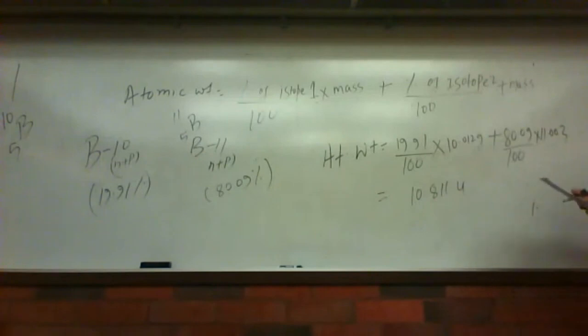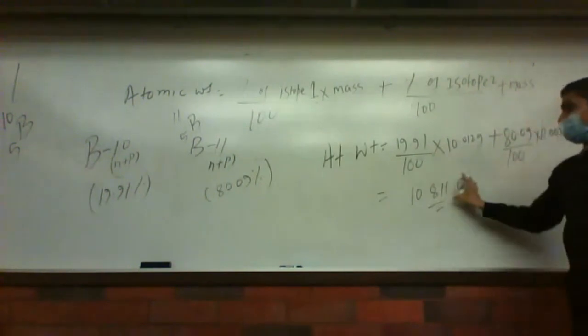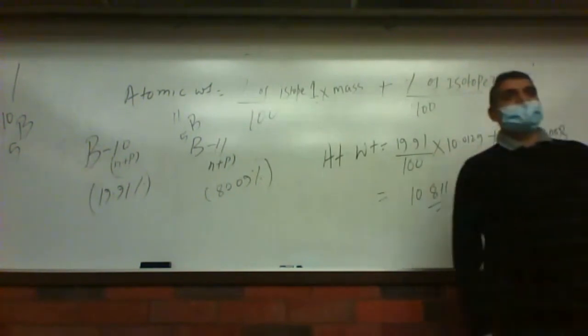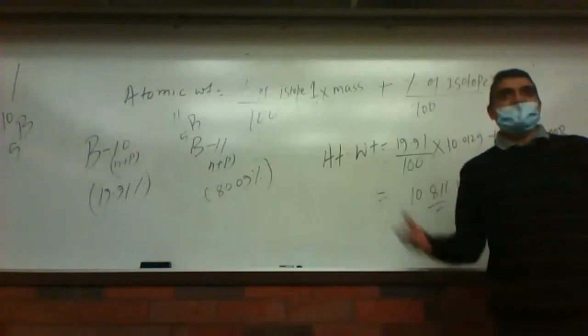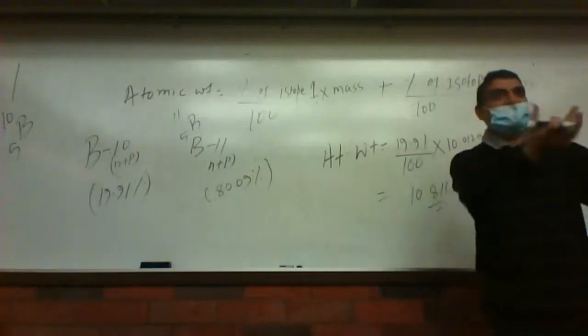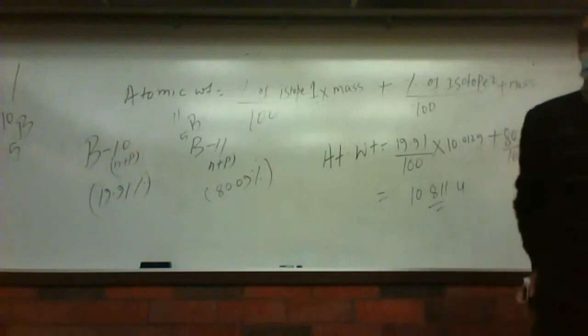11.00090. I think 0090 is given. So just put it in the calculator, and you get this number, and this is the average atomic weight of boron. Make sense? So you'll see one problem in homework. I will put one lithium example there. So you will do it like this.